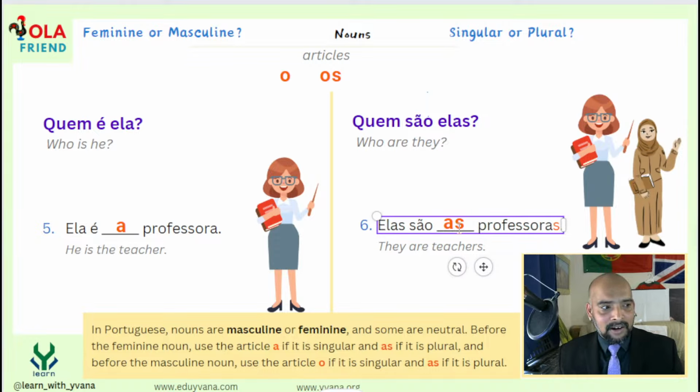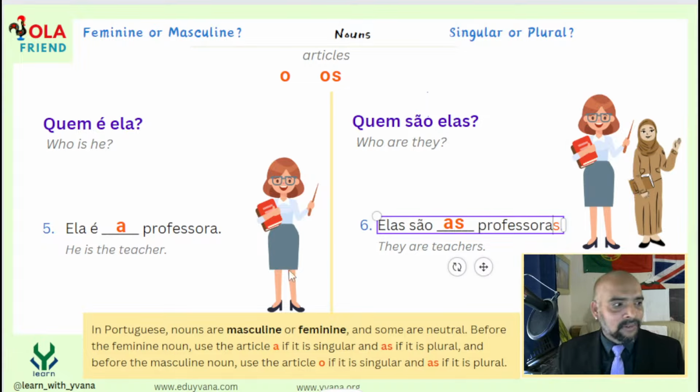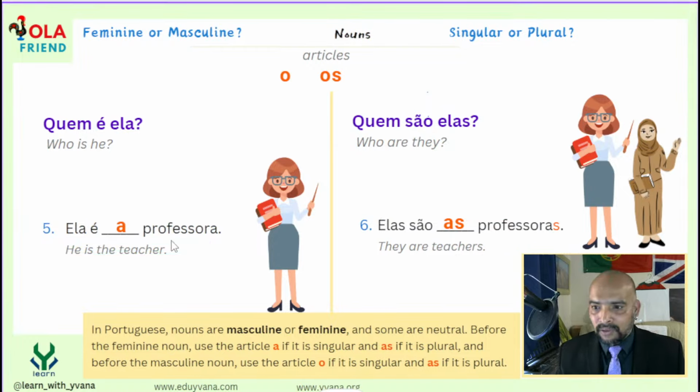Because these are females, or they are female teachers, right? Ele é a professor, no, we have to say ela é a professora, okay? Because professor is a male teacher, and we have to change it to professora, and it will be a female teacher. Ela é a professora. She is the teacher. And elas são as professoras. They are teachers. So when we say professora and professoras, that means they are female teachers. Okay?